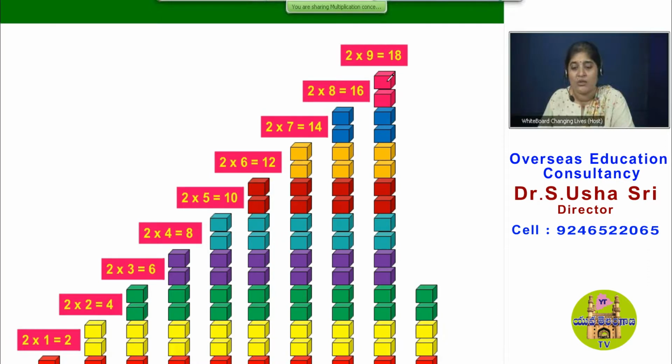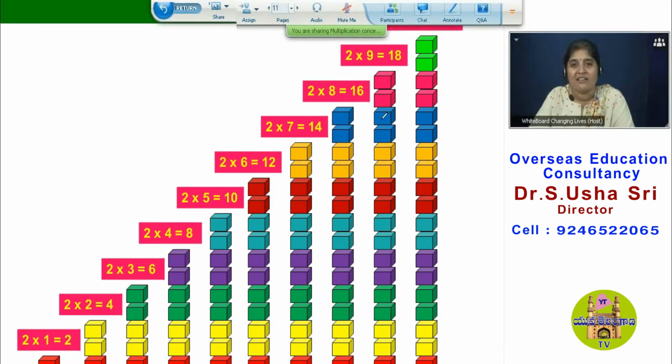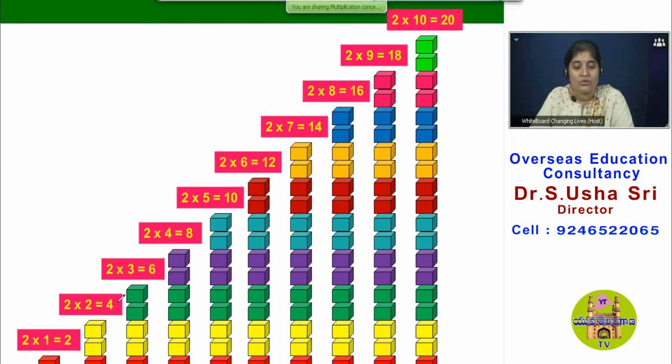Similarly, 1, 2, 3, 4, 5, 6, 7, 8, 9, 10. There are 10 groups of 2 each. So we can say that 2 10s are 20. Okay. So this is how you have learned the table. That is 2 1s are 2, 2 2s are 4, 2 3s are 6, 2 4s are 8, 2 5s are 10, 2 6s are 12, 2 7s are 14, 2 8s are 16, 2 9s are 18, and 2 10s are 20. Isn't it? How interesting it is.